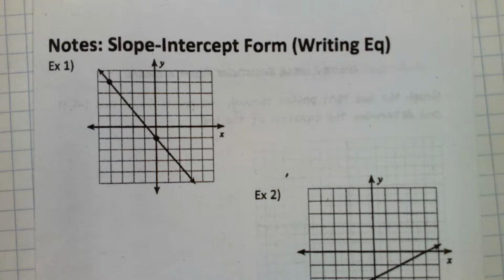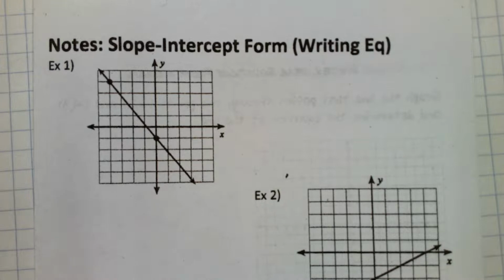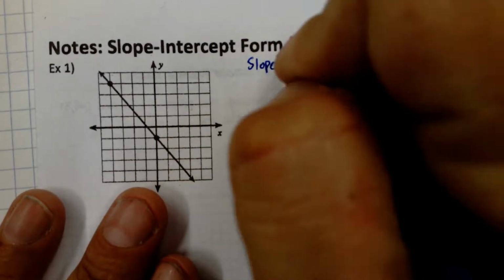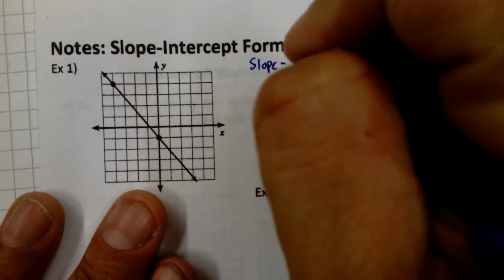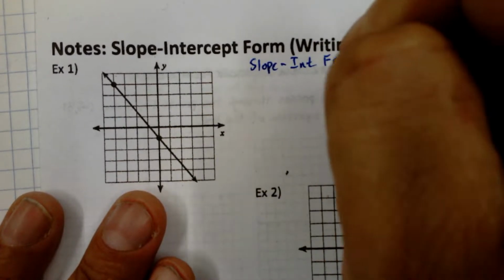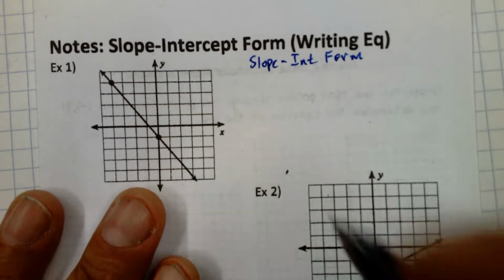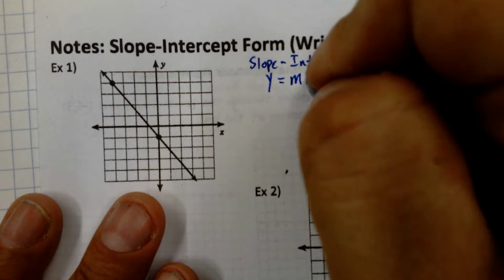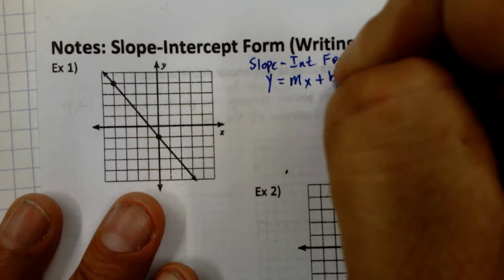Okay, so what we're going to be doing today is we're going to take a line on a graph and we're going to determine what the equation is for that. So the equation is going to be in slope intercept form. So write this down. Slope intercept form, which is y equals mx plus b.